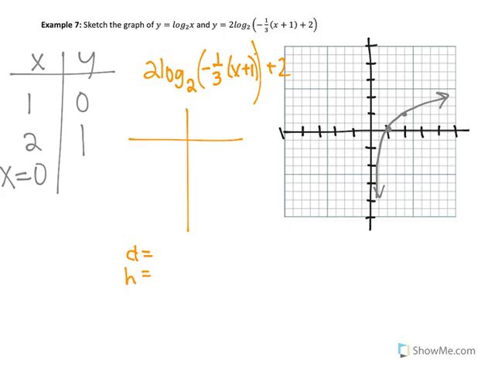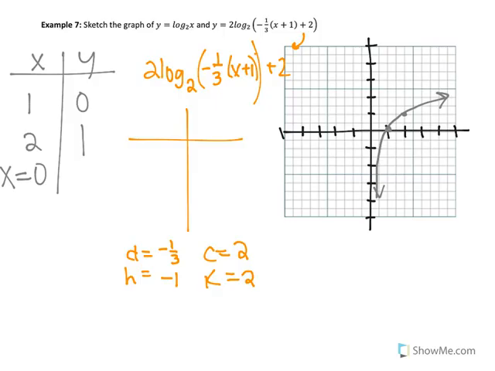Alright, so we have D, H, C, K. Our D value is -1/3. Our H value is -1. Our C value is 2. And our K value is 2. Whenever K is on this side of the equation, you don't have to switch the sign. Because if we were to move it to the other side of the equation, it would be -2, and then we'd know it's plus. So whenever the K is over here, just leave it like that.